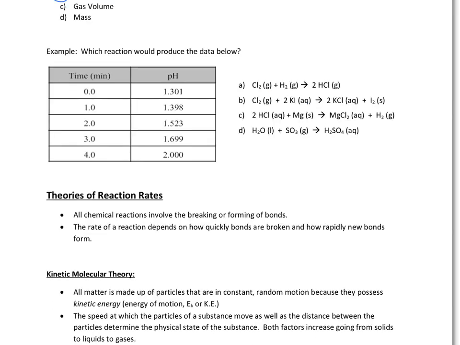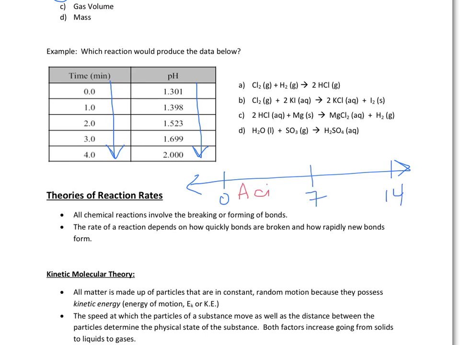The next example also requires a knowledge of acids and bases. Which reaction would produce the data below? Notice that as time progresses, the pH goes from 1.3 up to 2. Recall from junior high that a pH scale goes from 0 to 14, with neutral being at 7. Acids are between 0 and 7. Bases are between 7 and 14.